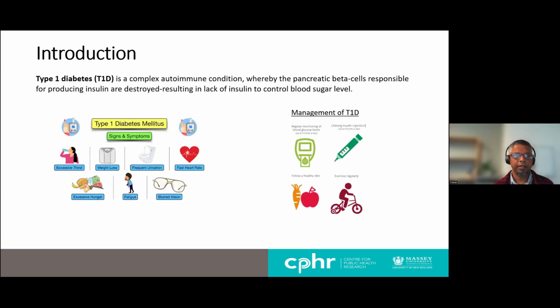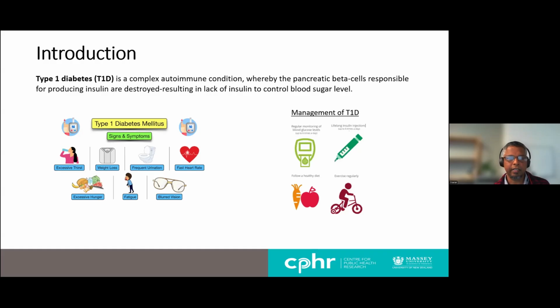So in the introduction, type 1 diabetes is a complex autoimmune condition whereby the pancreatic beta cells are unable to produce insulin, because the pancreatic beta cells are destroyed, and because of the lack of insulin, the blood glucose level is not managed.